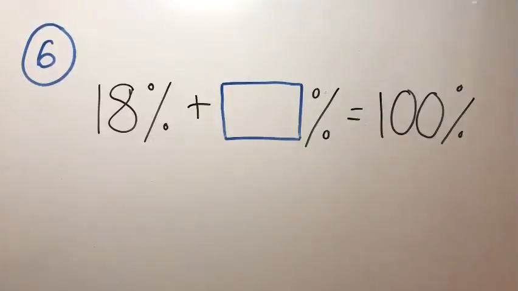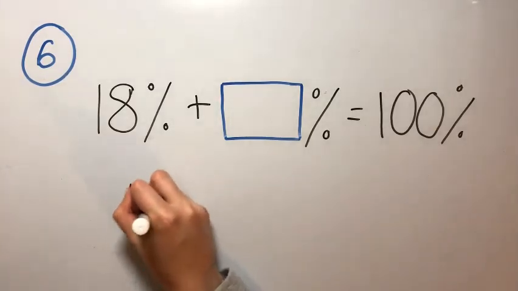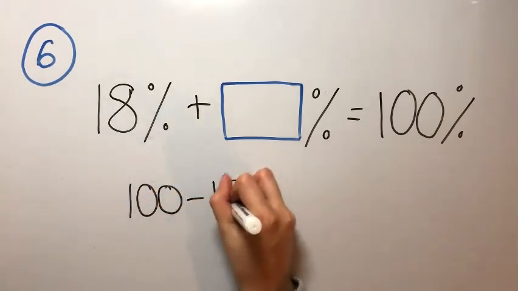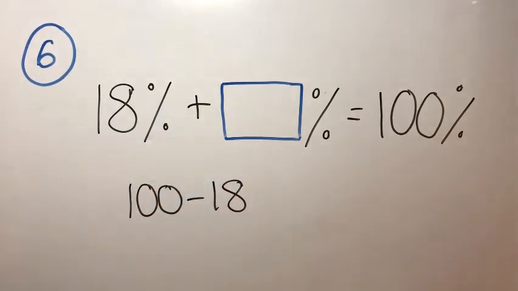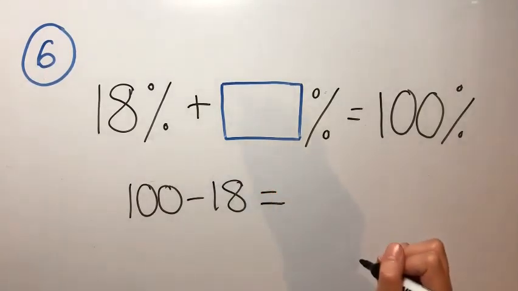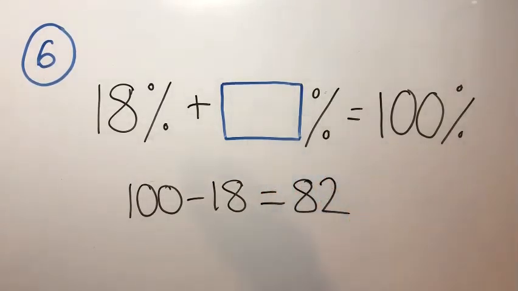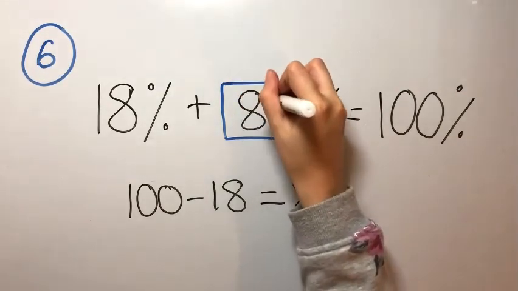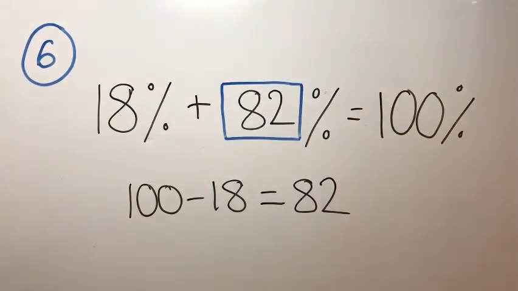Question 6. 18% plus a percentage equals 100%. Now, don't be thrown off by this question because it's the same as a normal addition question. To work out this number here, we're going to be doing 100 minus 18. 100 minus 18 gives us 82. 82% is our answer.